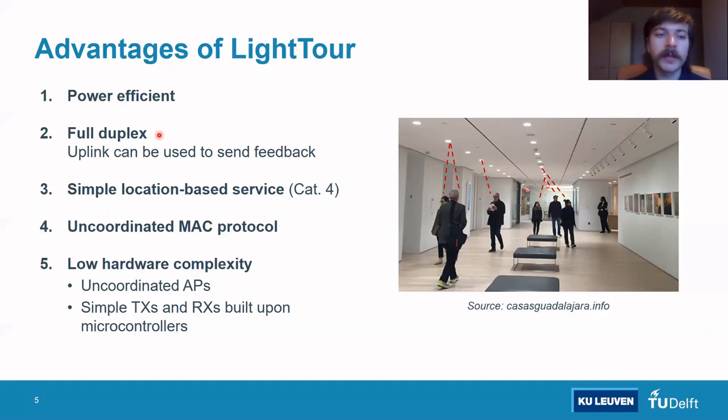Thirdly, LightTour provides a simple location-based service. Which audio track the user receives only depends on the AP that the user is standing near. Fourthly, the uncoordinated MAC protocol means that each AP can operate as a standalone unit. So LightTour does not require any central coordinator or any time synchronization between APs. And finally, the uncoordinated MAC protocol, combined with the fact that visible light communication only requires very simple transmitter and receiver front ends, means that LightTour has a very low hardware complexity.